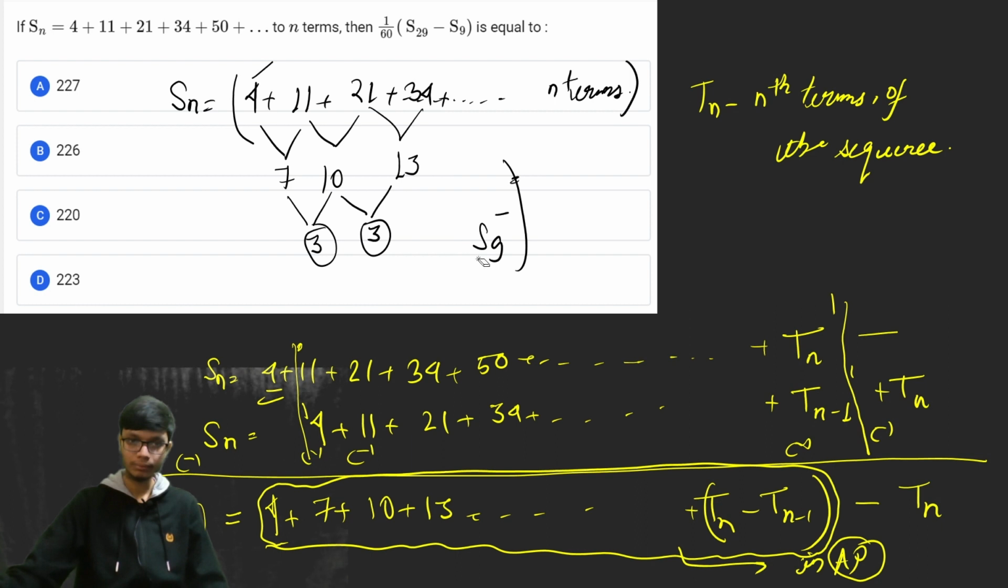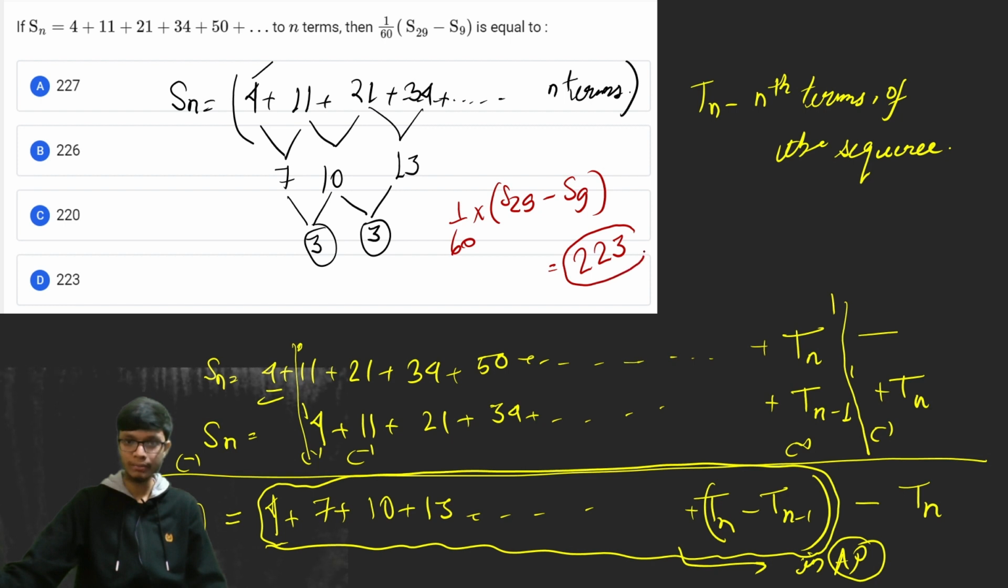Okay, so you can definitely do this calculation, and I have done that calculation on my own. You can do this calculation, that is S29 minus S9, and the whole multiplied by 1 by 60. It is a simple calculation. Just put n equal to 29 for S29 and n equal to 9 for S9, and you will find that some common factor comes out, and once you take the common factor out, it will get cancelled with 60, and the result I got is 223.